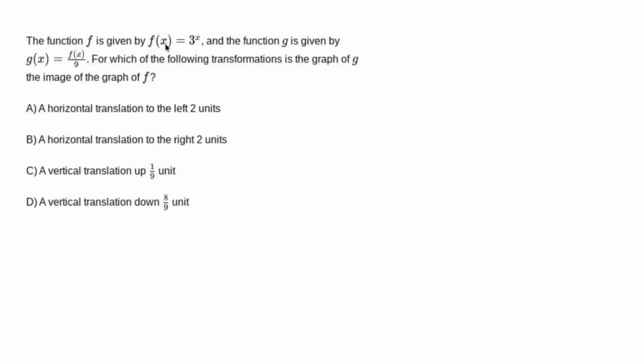The function f is given by f of x equals 3 to the x, and the function g is given by g of x, which is f of x over 9. For which of the following transformations is the graph of g the image of the graph of f? Well, g of x is going to have me take f of x, which is 3 to the x, and divide it by 9. Now I should be able to look at 9 and say, well, wait a minute. 9 is the same thing as 3 squared. When you have terms of the same base and you're dividing them, you subtract the exponents. So we can rewrite this as 3 to the x minus 2.